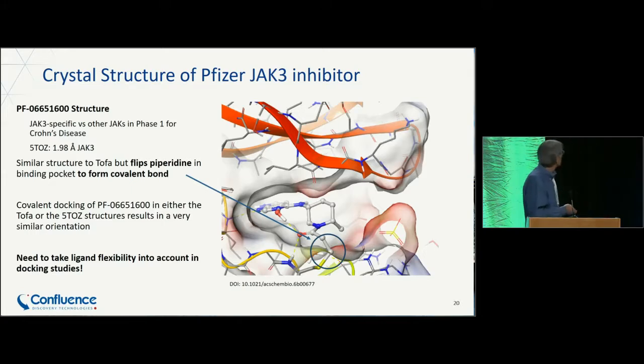And in doing so, when we dock 1600 in either the Tofa structure or the 5-TOZ structure, we get the same overlap. Basically, it binds like the X-ray structure shows. So we have software that can predict this pretty well, at least in most cases. So doing this and thinking about all of these structures, we have a lot more in hand to try and design new flavors of JAK inhibitors for different inflammation indications and dermal applications. And so the key lesson here is the ligand flexibility is just as important as the receptor flexibility.